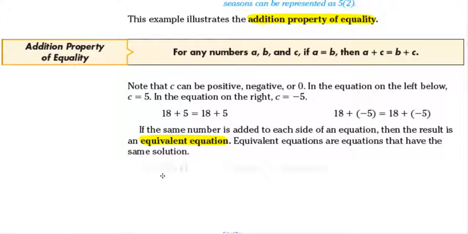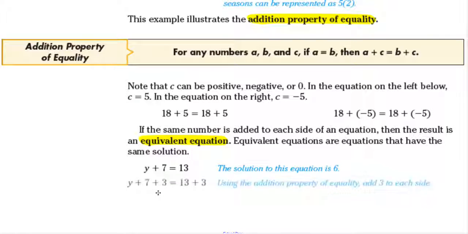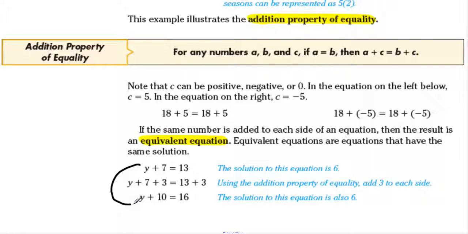So let's say you have y plus 7 equals 13. The solution to this equation is 6. We know that. So if we add 3 to both sides of the equation using the addition property of equality, we end up with y plus 10 equals 16. The solution to this equation is still 6. So if you notice, y plus 7 equals 13 is an equivalent equation to y plus 10 equals 16 because they have the same solution, which is 6.